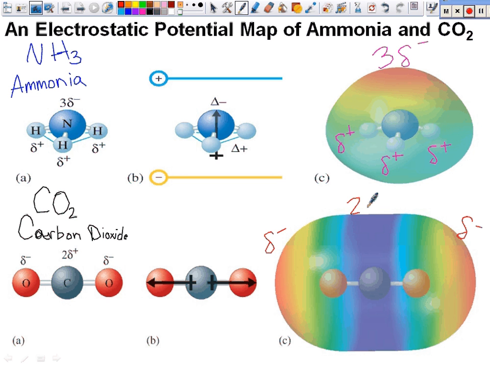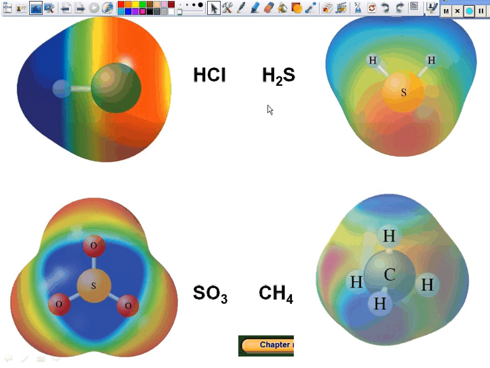HCl, obviously, where's the big negative? Where's the negative end? On the right end. H2S, where's the negative end? On the bottom. SO3, on the outsides, right? And then methane, it's kind of in those weird in-between areas. So again, these are just, and this will make a lot more sense in the next chapter. All right, so the final review, and we're done with the notes after these next 2 pages.